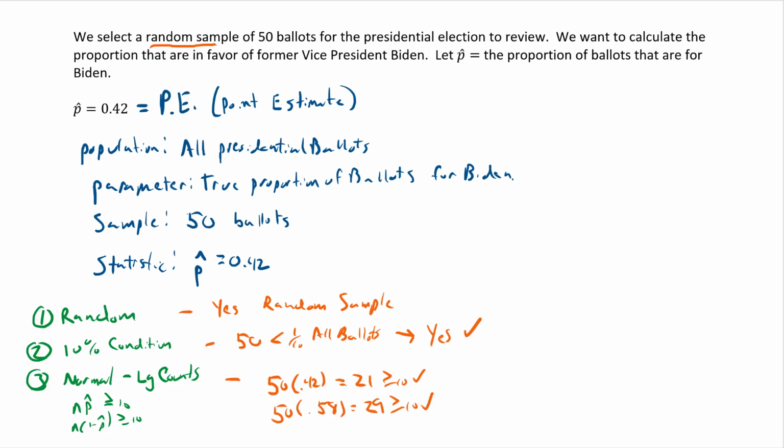So again, all these conditions need to be met to move forward with this. It's got to be random, 10% condition, and large counts. We're dealing with proportions, okay? So now, since we know we've got our 10% condition, we can use a specific formula here, because we need to calculate our standard deviation.